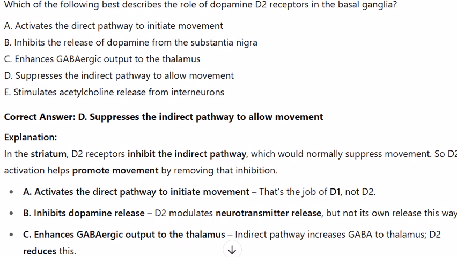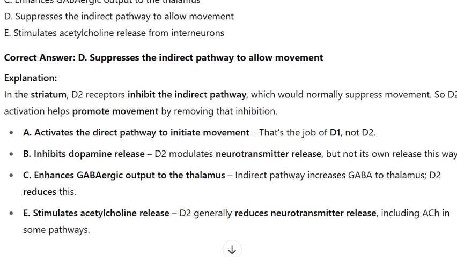B, inhibits dopamine release. D2 modulates neurotransmitter release, but not its own release this way. C, enhances GABAergic output to the thalamus. Indirect pathway increases GABA to thalamus. D2 reduces this. E, stimulates acetylcholine release. D2 generally reduces neurotransmitter release, including ACh in some pathways.